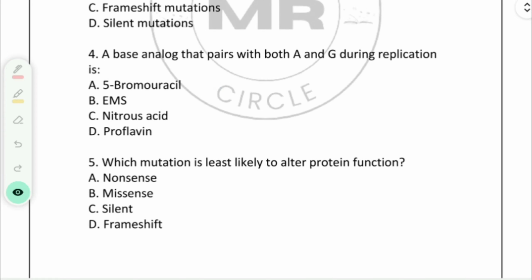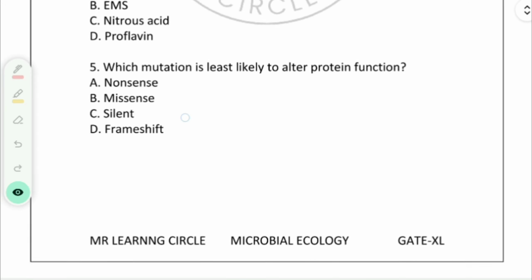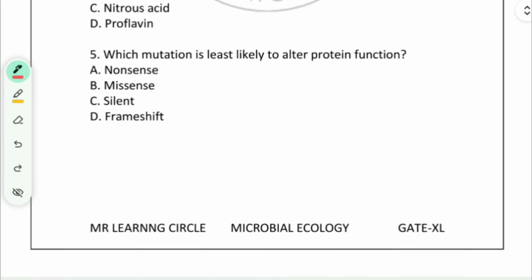Question number 4. The base analog that pairs with both A and G during replication is, options are A, 5-bromouracil, B, EMS, C, nitrous acid, D, proflavin. So the correct answer for this question is option A, that is 5-bromouracil.